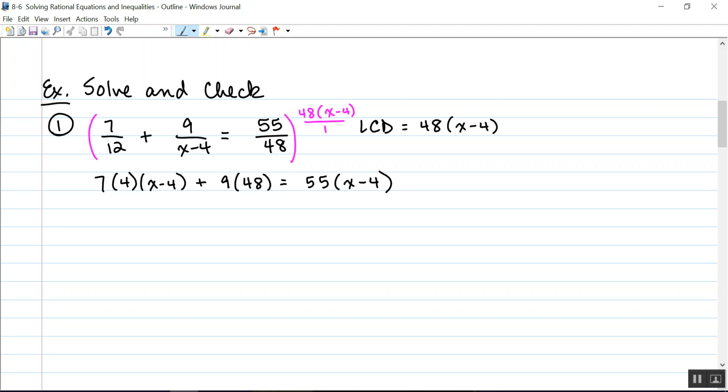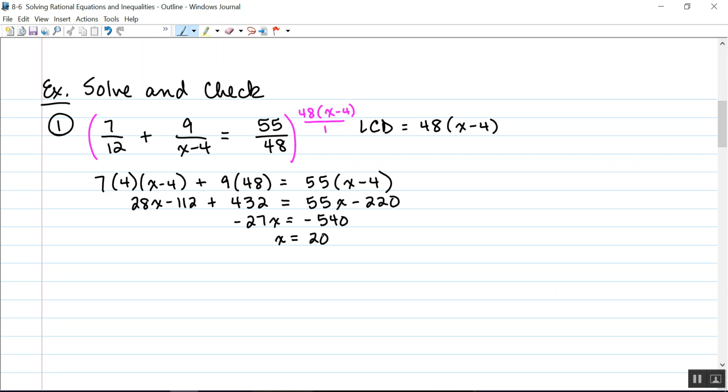So when I distribute here, this is going to be a 28, that's going to give me 28x minus 112, that's 28 times 4, plus 432 equals 55x minus 220. Solving that and moving all of my x's to the left, I get negative 27x equals, and then moving these terms to the right, negative 540. So x is equal to 20.